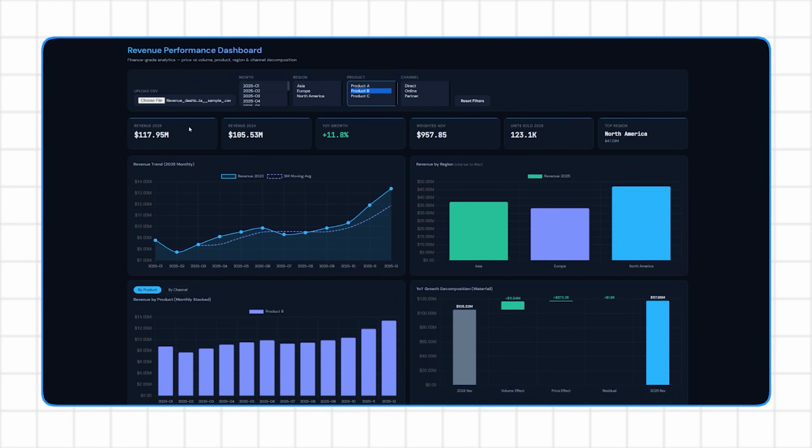Product B dominates at $117.95 million, over half of total sales. Its higher average order value is what drives that, which means revenue concentration risk sits with a single product line.